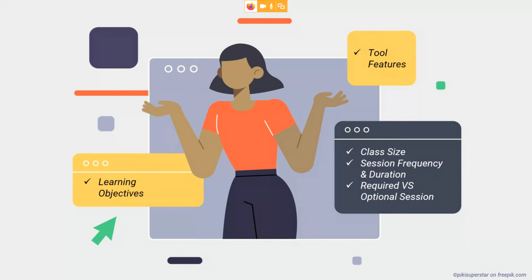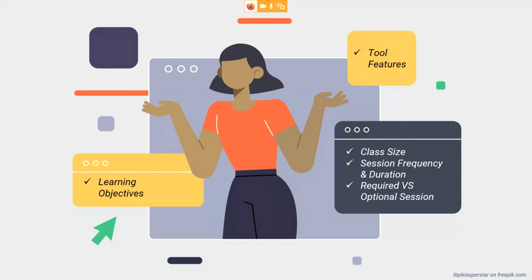As well as how big is the class? Is it small or big? Should you meet with students every week and for how long? Is it a required or optional session? If it's an optional session, you may not be able to use all of the activities you planned, so people who are not able to attend do not feel like they are not included.